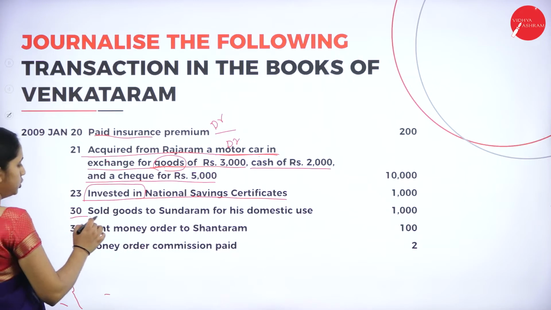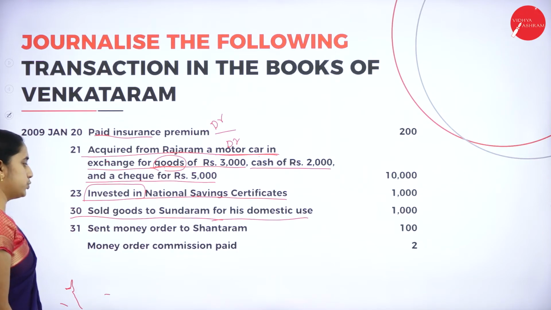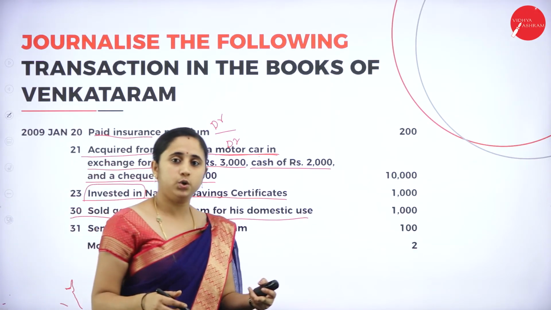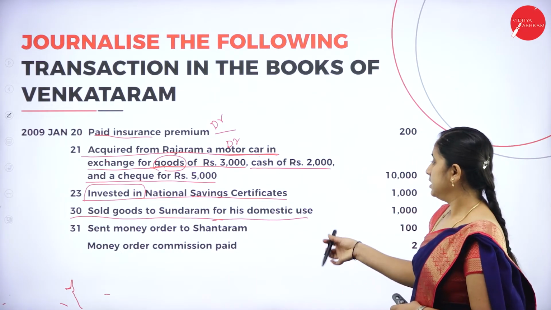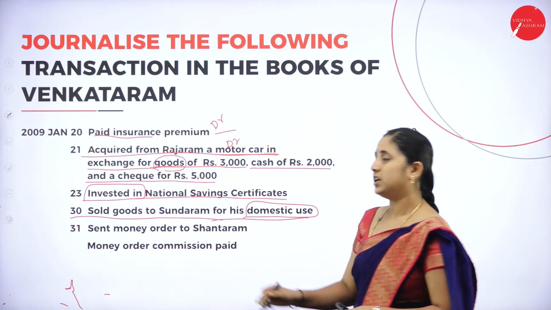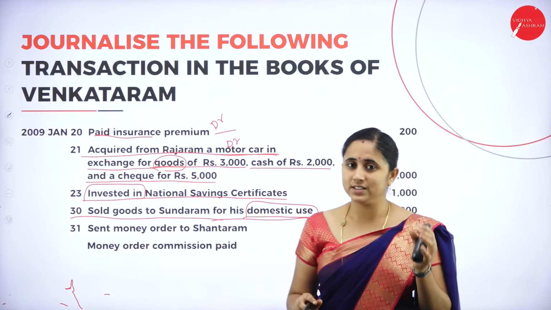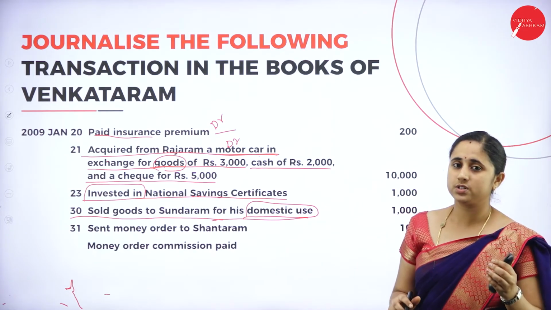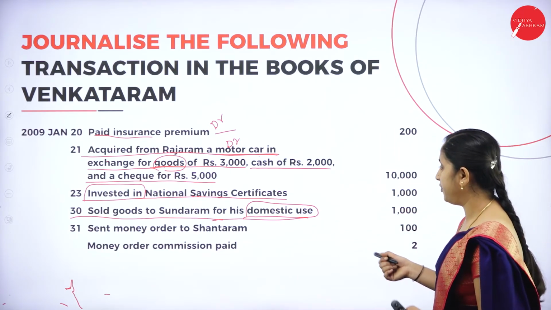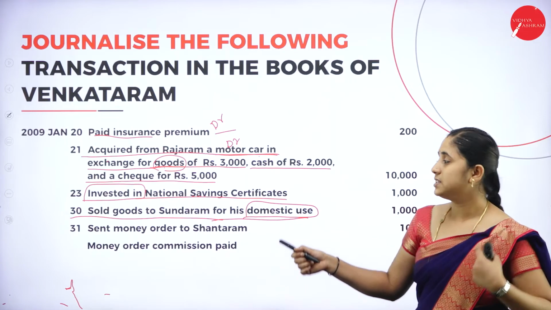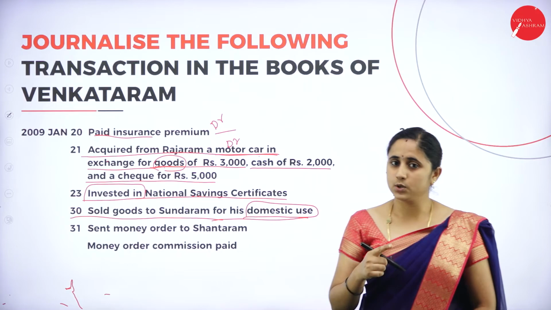Next, 30th, sold goods to Sundaram for his domestic use. Here, you sold your goods to Sundaram for his personal purpose. But domestic use will not affect your business. For your business, only the sales is considered. Whether he uses the goods for his personal purpose or some other purpose, it will not affect your business. So sale means goods is going out.